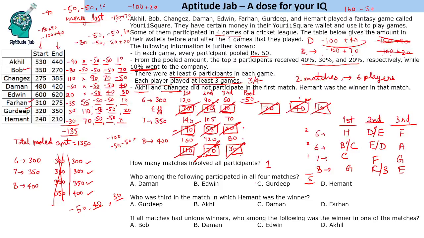Who among the following participated in all four matches? So we have Bob, Farhan, and Gurdeep participating in all the matches. So answer is Gurdeep. Who was third in the match in which Hemant was the winner? So when Hemant was the winner, the third person was Farhan. If all the matches had unique winners, who among the following was the winner in one of the matches? So all matches had unique winners means in this match, B will be the winner and C will be the third person in this match. So the answer is Bob is the winner in one of the matches.